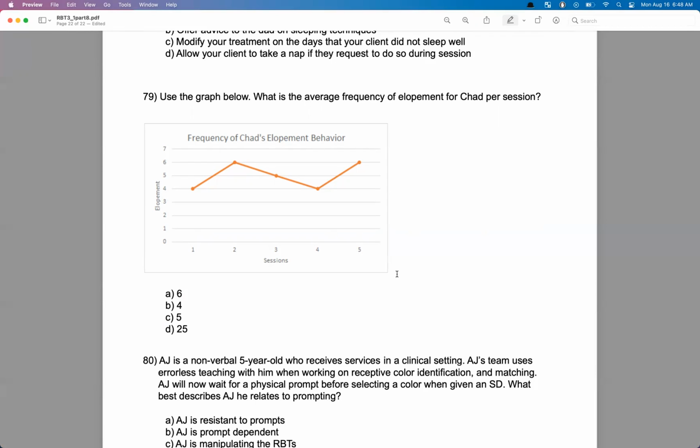Because all you want to figure out and deduce is, what am I answering? Okay, so of course I'm using this graph. We've got a line graph of Chad's elopement behavior. We have our sessions, we have our frequency of elopement on this side, okay? We see our dots, our data points indicating the level of frequency. So we have all this information and they want to know, what is the average frequency of elopement per session? Okay, so what is our average?